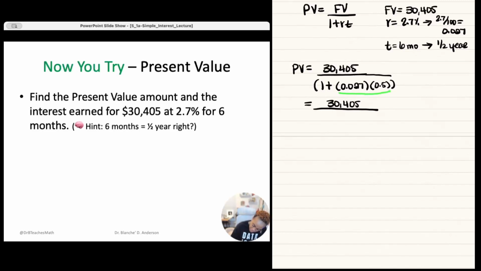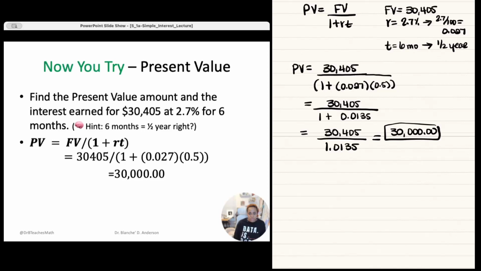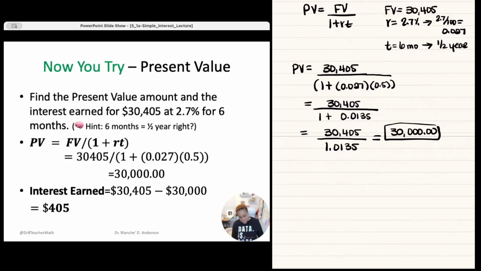Remember, do this first because you're following PEMDAS, and then add the 1. You should get 1 plus 0.0135. And then when you add the 1, and then when you divide that, you should get $30,000. And now the amount of interest earned is going to be what? Yeah, 405. 30,405 minus 30,000, you get 405. Okay, good job. Easy peasy, right? I told you I was easy.